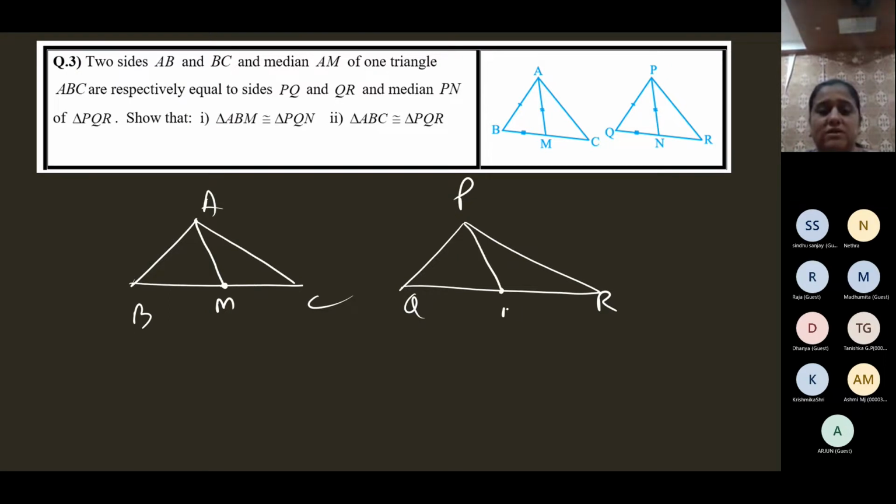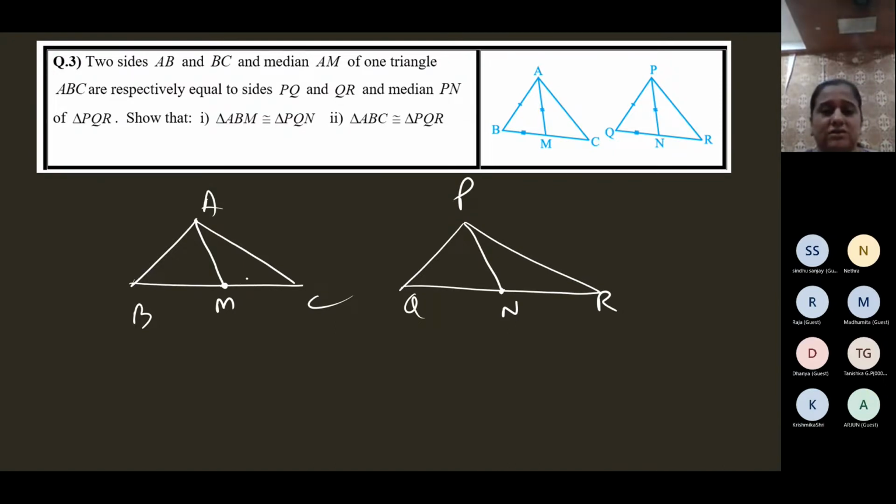PN is the median. Median need not be perpendicular to the side. Median meets the side at the midpoint. M is the midpoint of BC. Where is it given? It's not given, but because AM is the median, M will be the midpoint of BC. Since PN is the median, N is the midpoint of QR. AM is the median of triangle ABC. That means M is the midpoint of BC.